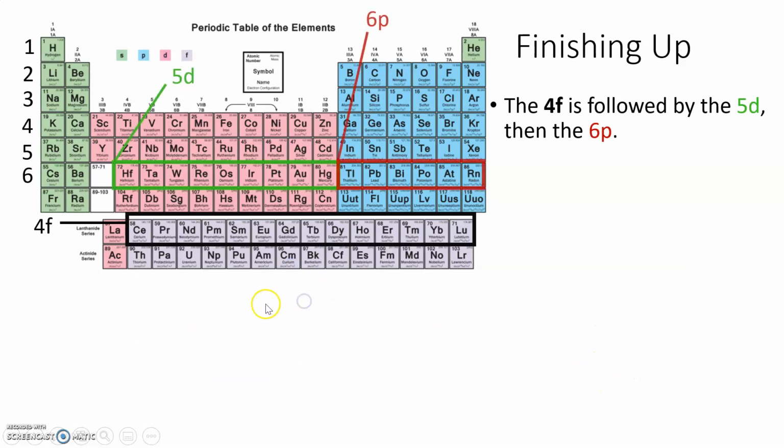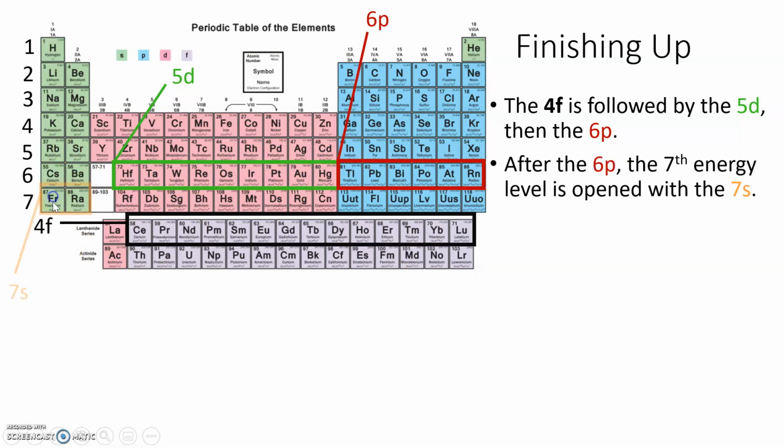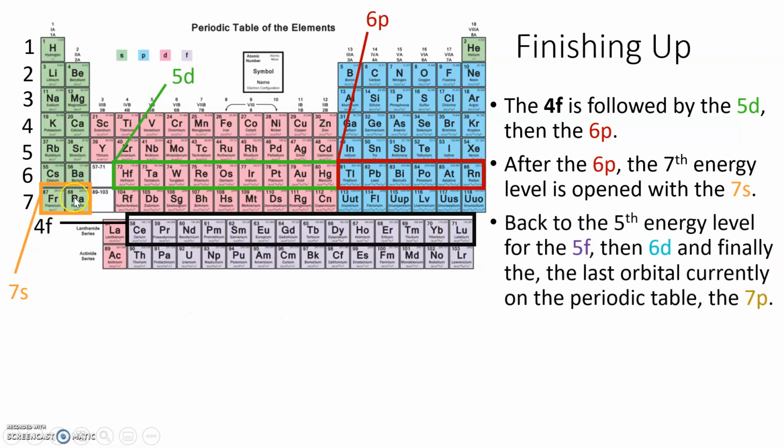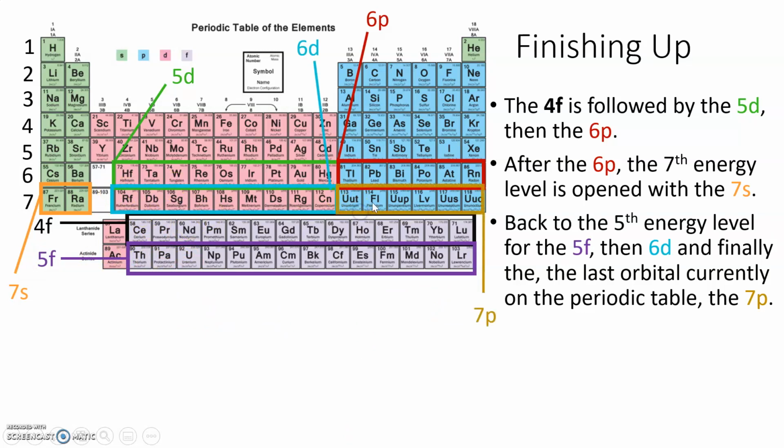All right, so let's finish this up now. After the 4f, we go to the 5d, and then the 6p. After the 6p, you open up the 7th energy level, and again, like all other energy levels, we're going to start that with the 7s. After the 7s, following that pattern, we come back down to F block to the 5f. So 88 moves to 89. After 5f, we move back to the 6d, and then finally we wrap it up with the 7p, and that's it. That's all the atoms we currently have discovered.